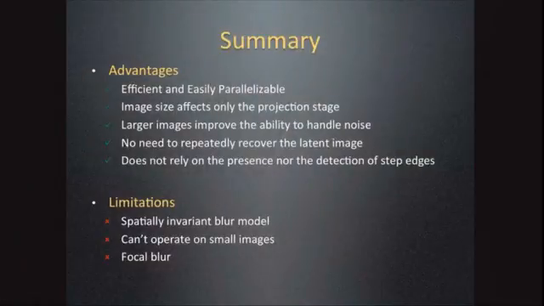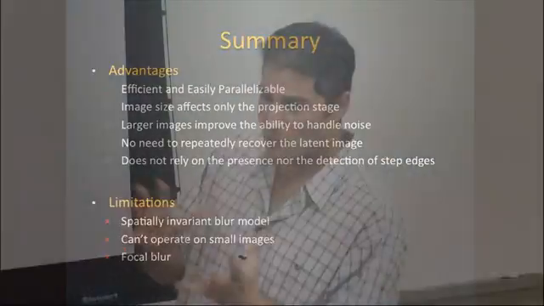So let me summarize. It's easily parallelized, the algorithm. Image size affects only one component, the projection step. So the larger the image is, the lower the noise is, but I'm guessing that many other algorithms would enjoy that. We're not repeatedly recovering the latent image as the MAP algorithms do, and therefore we're much faster than them. And we are not relying on our ability to detect the specific edges. For example, with a multimodal blur that Dilip mentioned, it's always hard to say where the edge was. So we don't have that issue.